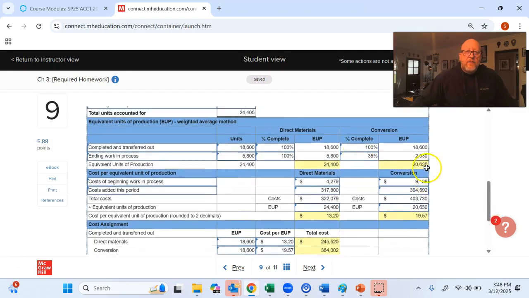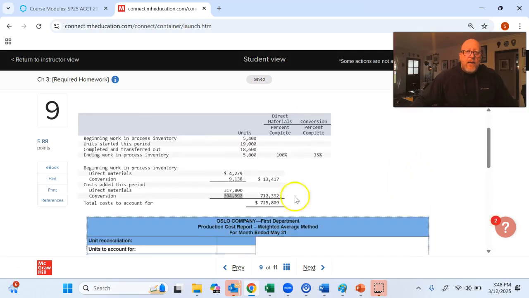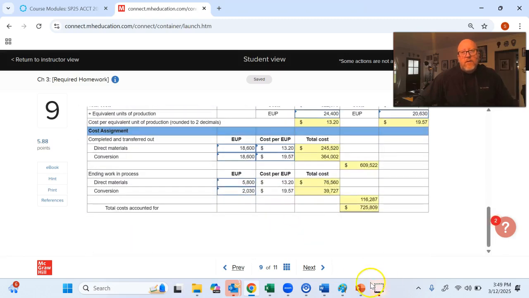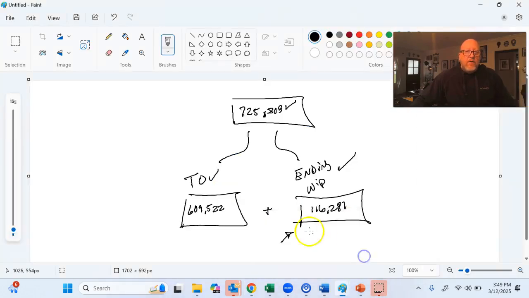725,809 is what we accounted for, and 725,809 is what we have to account for. So again, my unfortunate scribbling is 725,809. That is a 9, right? And if I subtract 609,522, it would be 116,287.